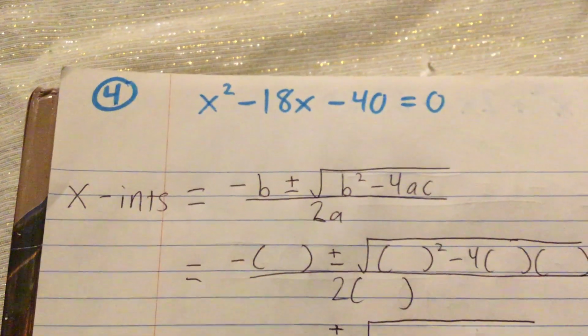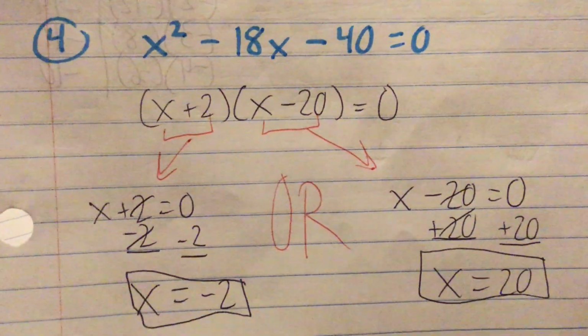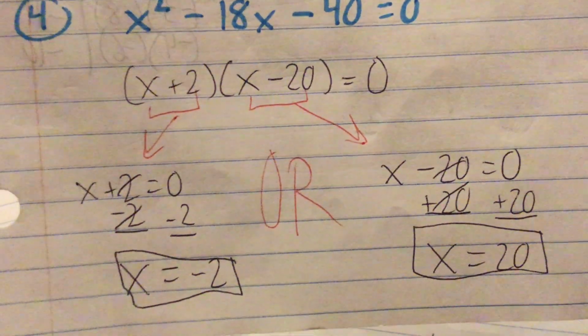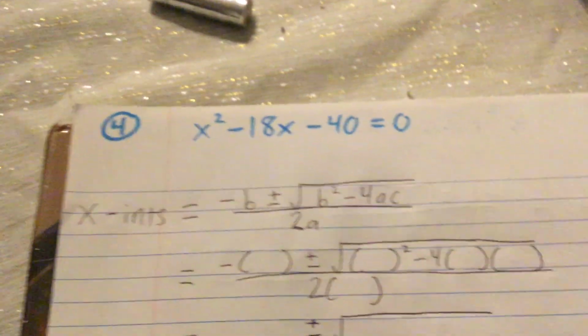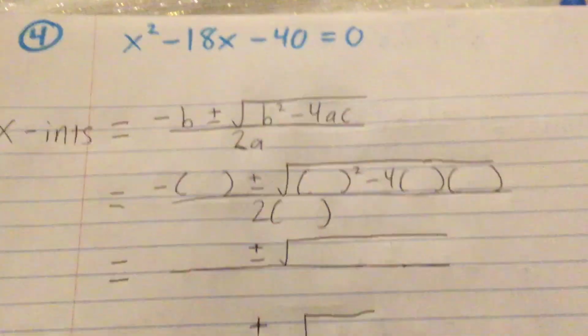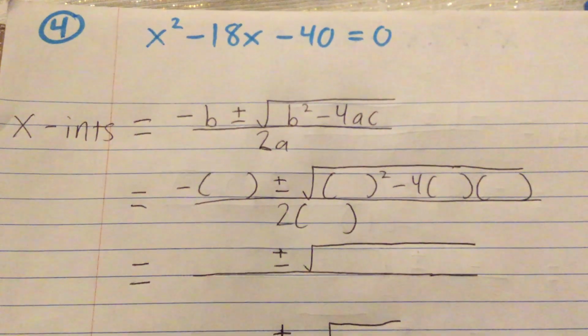All right. Number 4. What were the answers for number 4 last time? Just to give us a safety net. Well, remember, x squared minus 18x minus 40 is equal to 0. One of the solutions is x equals negative 2. The other one is x equals 20. We did this with factoring. Now that we know what the answer is, let's calm down and do this with the quadratic formula.